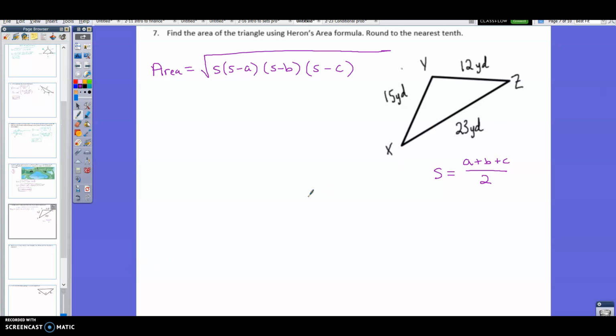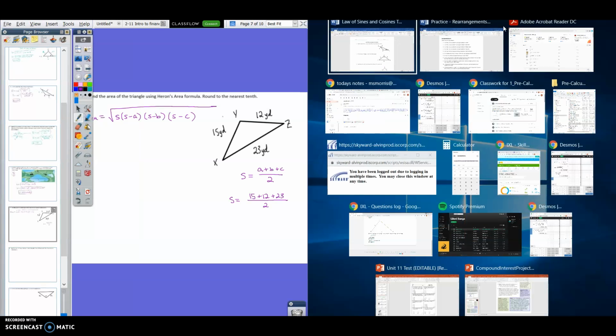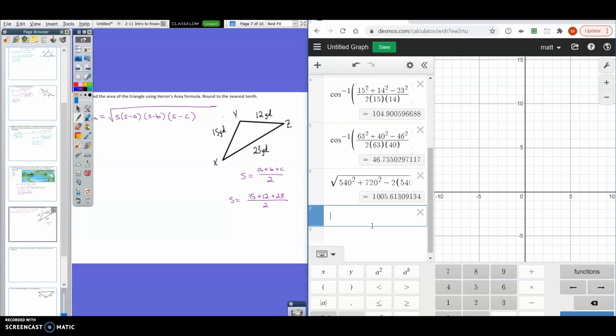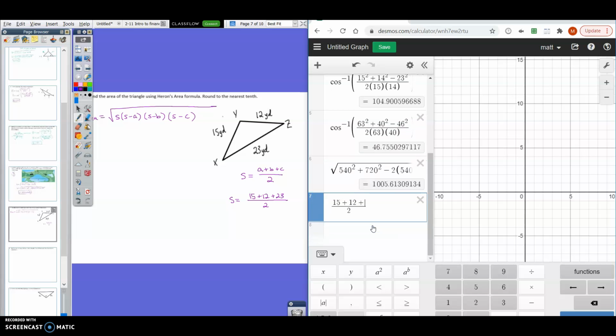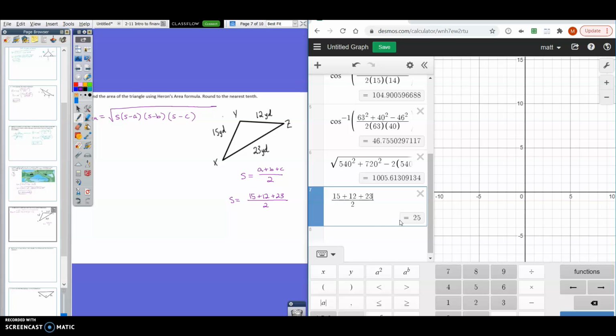Okay, so the first thing we need to do is find the semi-perimeter, so we need to add all of our sides together and then divide by 2. And that's going to give us our value for S. Even though it says A and B and C, it's basically just all the sides. So we're just going to add those together and then divide by 2. So we get 25. So in this case, S is going to be 25.